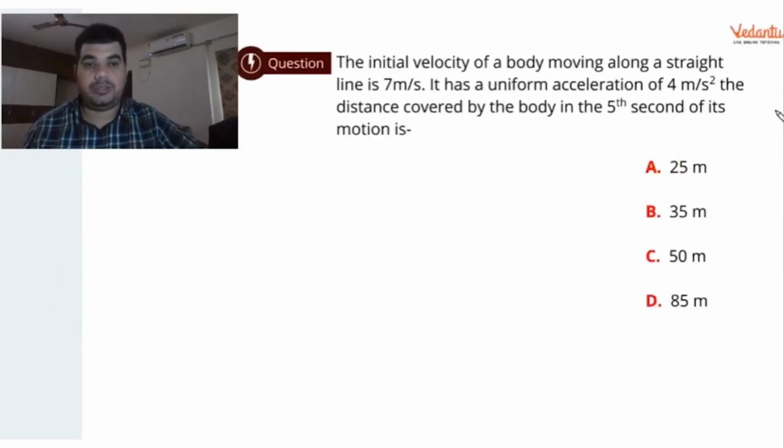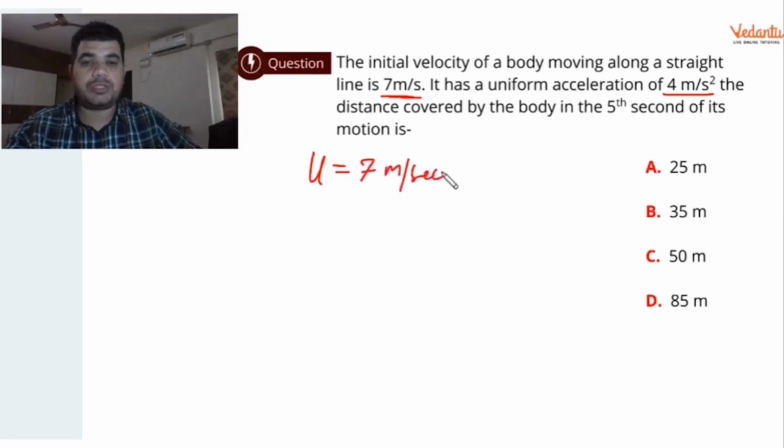Yes, good question. See here, but an easy one. The initial velocity of a body moving along a straight line is 7 meter per second. So initial velocity u is 7 meter per second. Just note down the data. It has uniform acceleration. That acceleration is equal to 4 meter per second square.